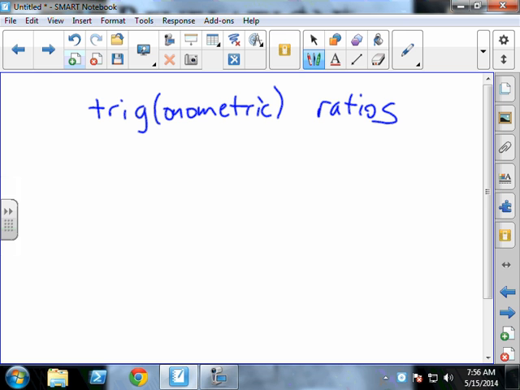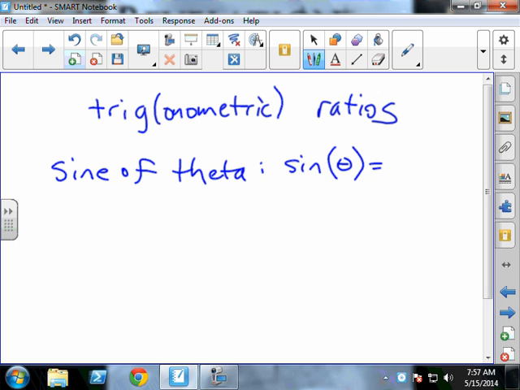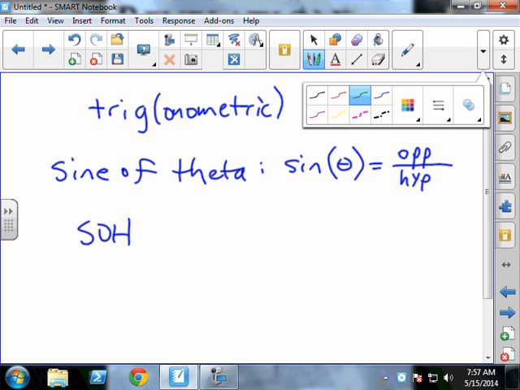Trigonometric ratios, or trig ratios. Sine of theta. That's what that'll look like. Going back to SOHCAHTOA, it is opposite over hypotenuse.